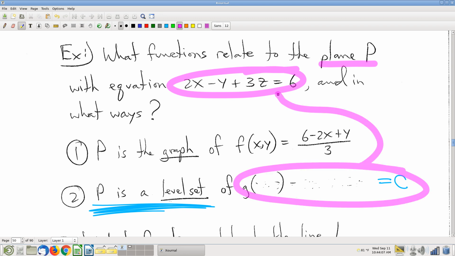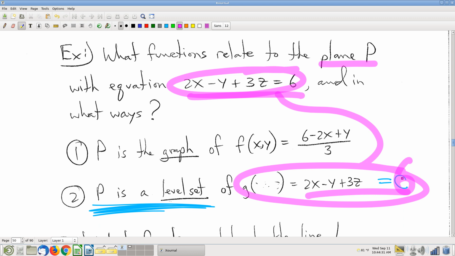So what can I set equal to a constant to give me 2x minus y plus 3z equals 6? Well, conveniently, 6 is a constant. It's already in the desired form, so it's pretty easy to see that that is the thing that does it. This equation is obviously the same as that equation. Just choose c equals 6.